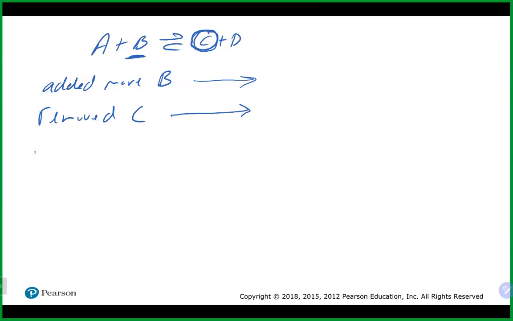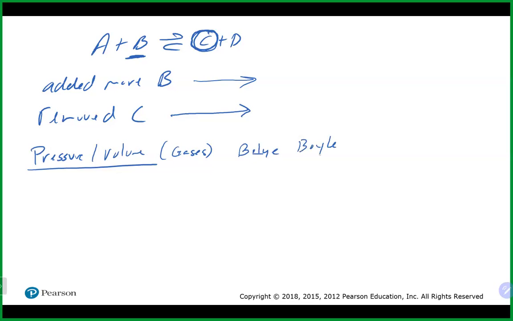Now you could also have something like pressure and volume. And these usually occur with gases. And we talked about gases and our friend Boyle, right? There is a relationship. Boyle's law, which says that as the pressure goes up, the volume goes down. And as the pressure goes down, the volume goes up. So there's that opposite relationship.